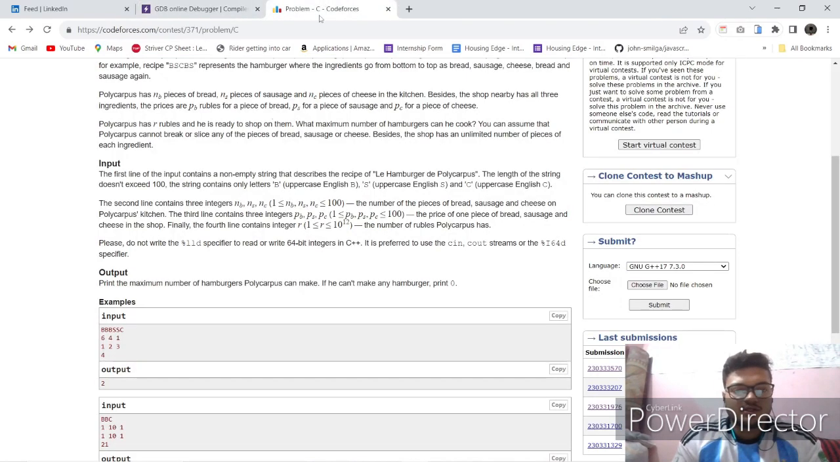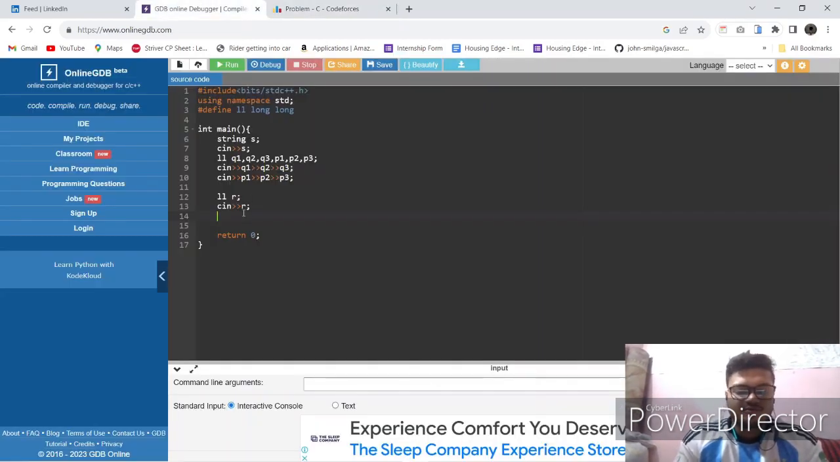Mostly the important thing is we have to find the ratio in which the string is given. Let's take this example. This is the quantity, this is the price, and this is the rubles that we have.